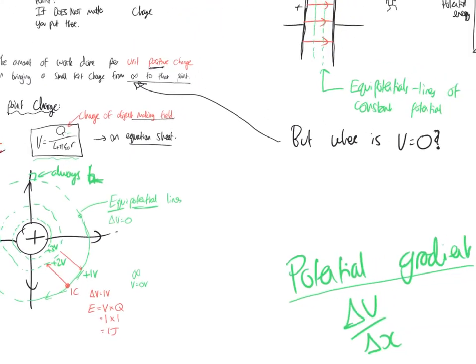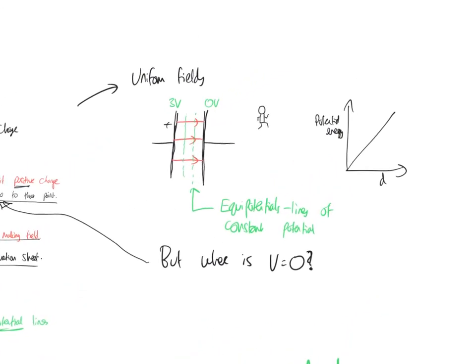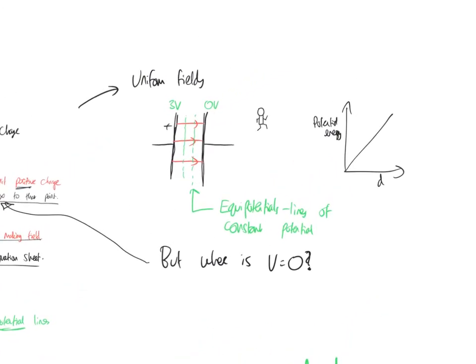That is cool. What about uniform fields? Well, they're a bit easier. You can see one here. Let's say this is plus 3 volts, this is earth at 0 volts, and we see the equipotential lines coming down here, equally spaced, because the field's uniform there.